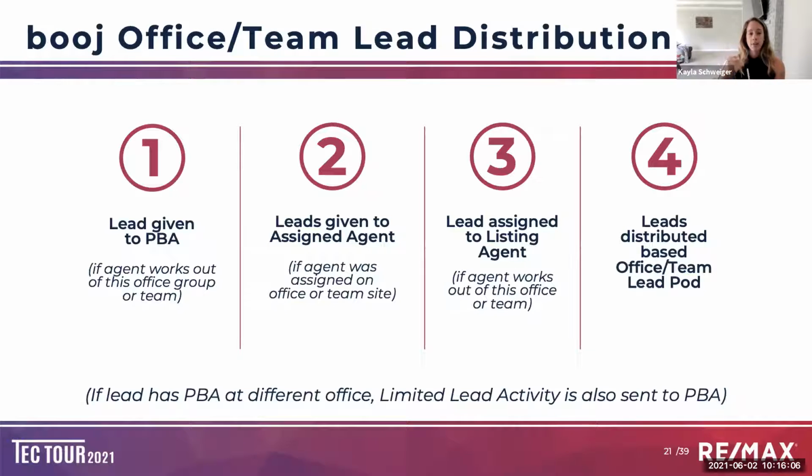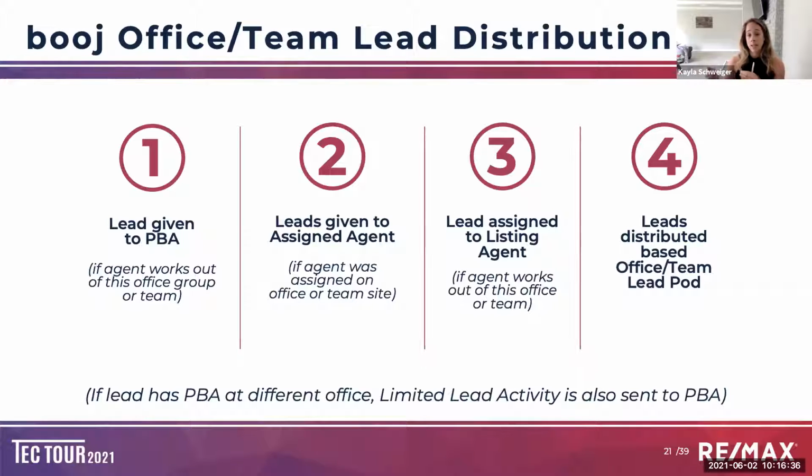So if a lead becomes a lead on an office website, the system will look to see if their PBA is within that office hierarchy. If their PBA is not within that hierarchy or they don't have a PBA selected, then the system is going to ask the second question, and it's going to look to see if that lead has been assigned to an agent within that office hierarchy ever before. Now, it doesn't have to have a PBA relationship, but if that lead has ever been routed to anyone in the office before, it will go to that agent.